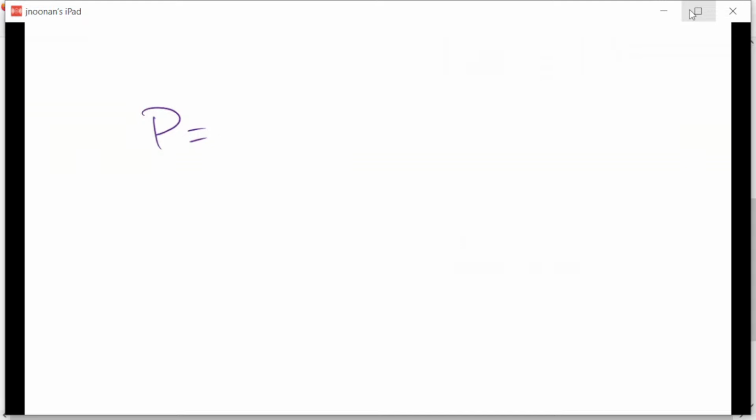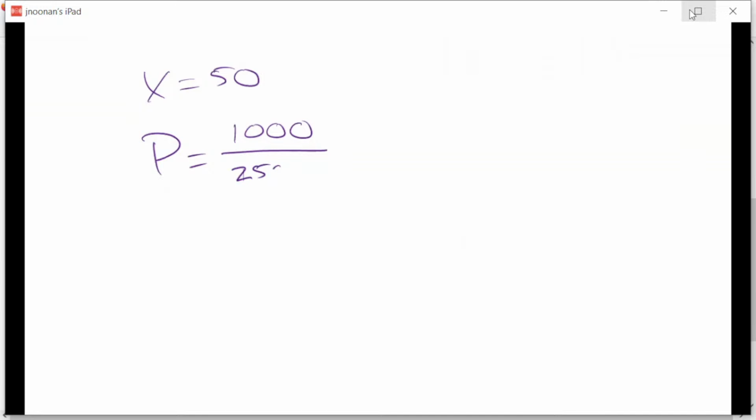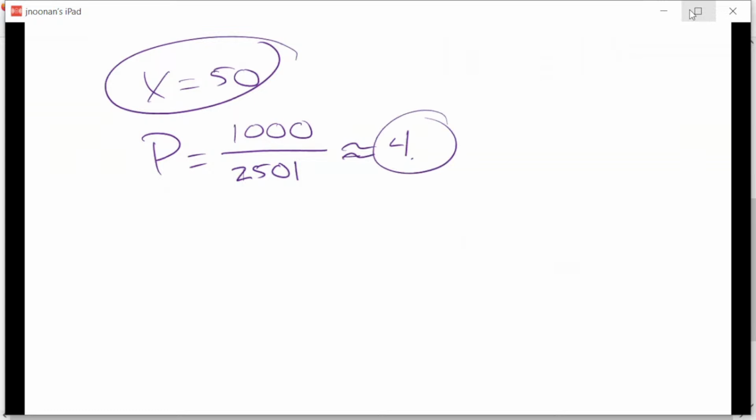when P is equal to, hold on a minute, it says X equals 50. When X equals 50, P is equal to 1,000 over 250 to the power of 1, squared, which is approximately equal to 4. It's 4 point something, but you can use 4 for the price. So I gave you the X and I gave you the price. And one other thing just to help you is to remind you this little fact that you might have forgotten is equal to arctan. So those two are going to help you.